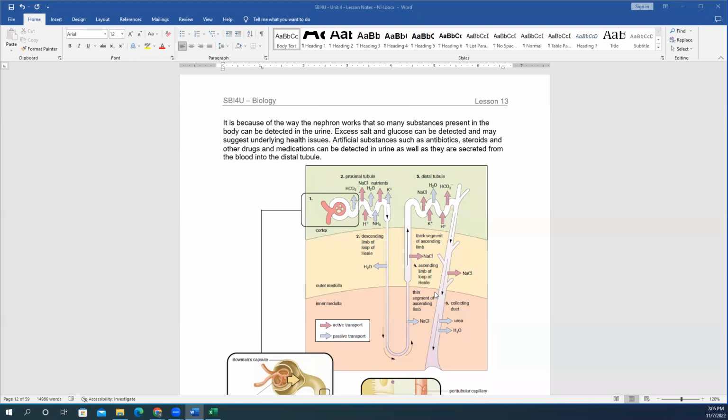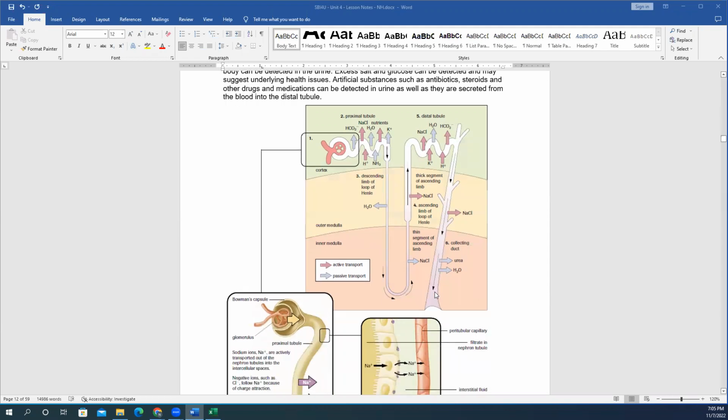And then there are artificial substances such as antibiotics or steroids or other drugs and medications that can also be detected in the urine as they are secreted from the blood into the distal tubules and into the collecting ducts and eventually into the ureter and into the bladder and get excreted out.